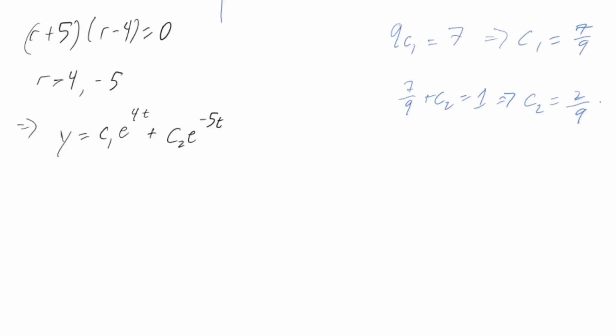Let's do a different type of example now. Let's take our ODE to be 2y'' + 2y' + 5y = 0.